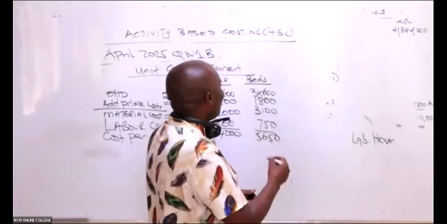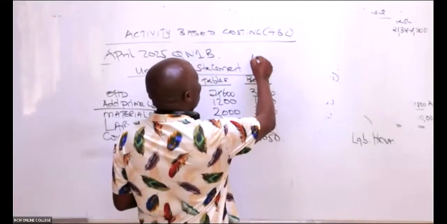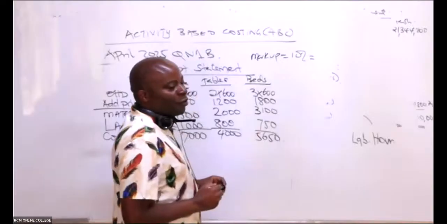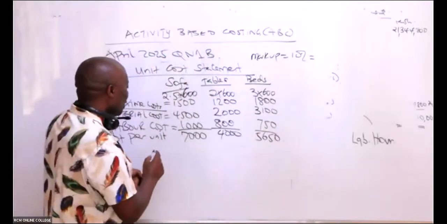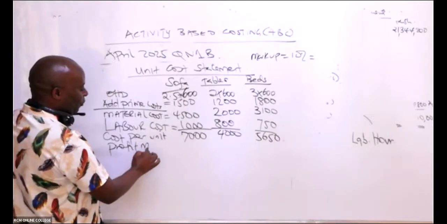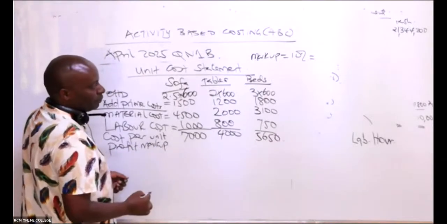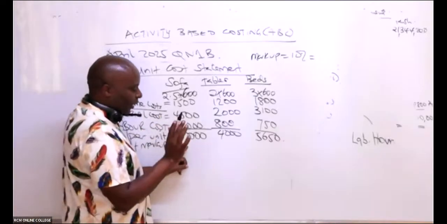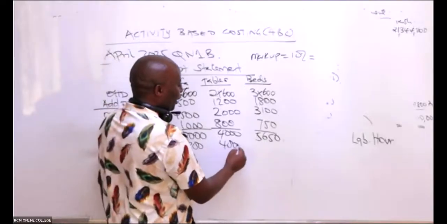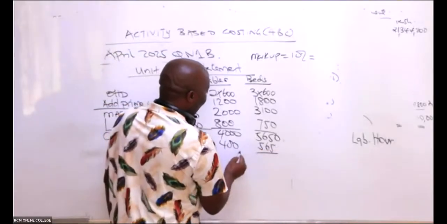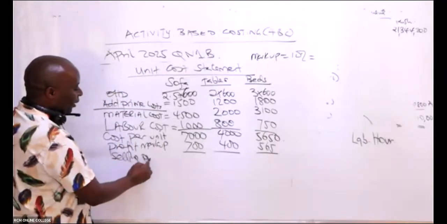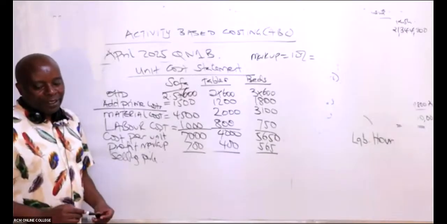So if he gave you a markup of 10%, then you should have come here and calculated the profit now. We call it profit, your profit markup. So it'll be 10% of 7,000, which will be 700, isn't it? 10% of this, 400. 10% of this, 565. And then when you add the two, now you are able to get what we call a selling price.